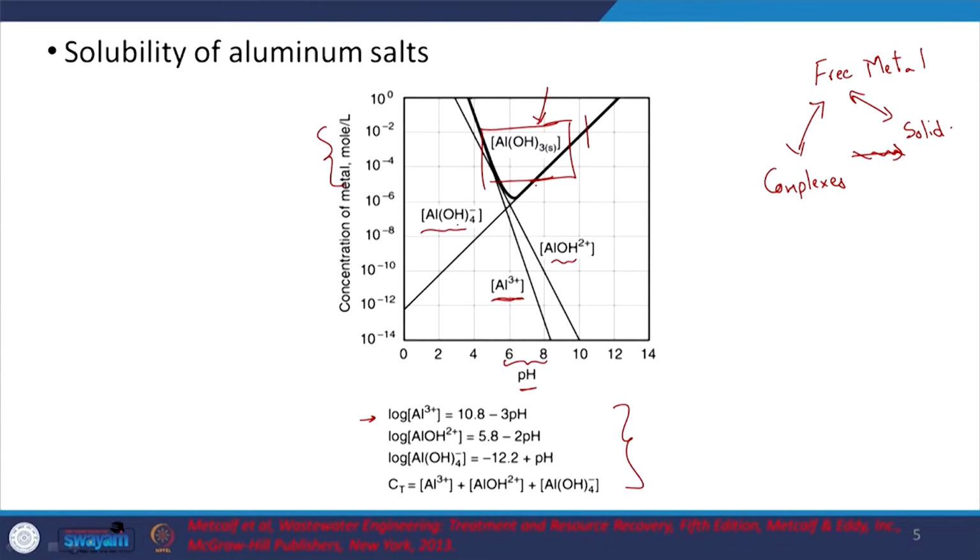Again, this is the predominant form. It does not mean that at pH 7 and a concentration of 10 to the power minus 4 everything will be the solid, but it means that the predominant form of aluminum will be this. This is called a predominance area diagram. It will only give you an idea about under which pH range and under what concentrations the kind of complex or precipitate or the metal will predominate.